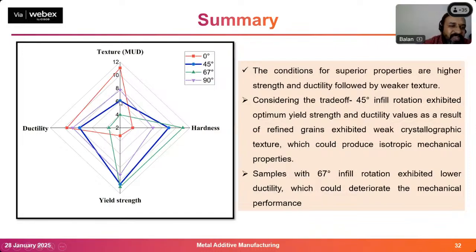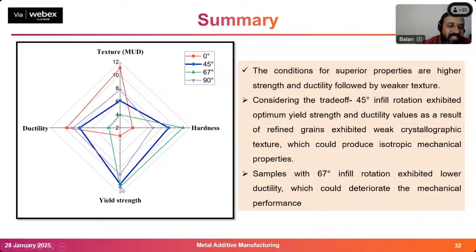So if you see the texture, weak texture is fine, but 67 has a very weak texture, less than 45. And if you see the ductility, I'll come to the ductility later. You see the hardness, 67 has more hardness, and 45 is also having hardness closest.